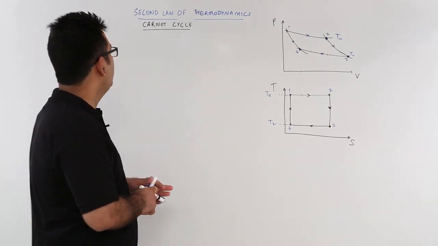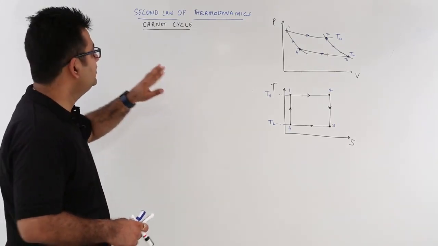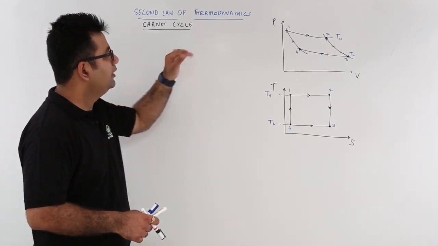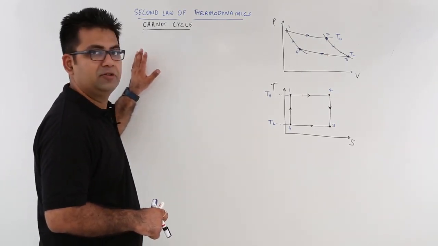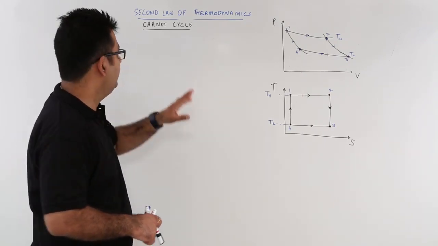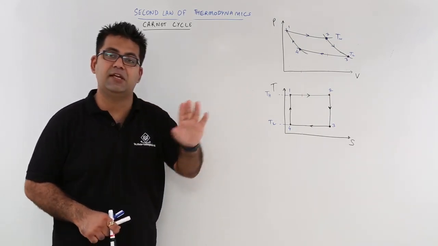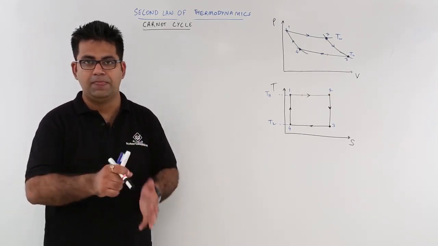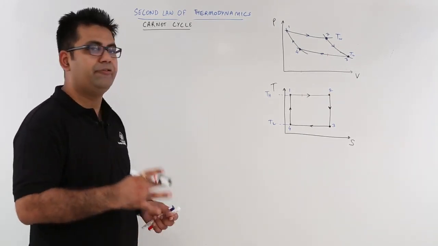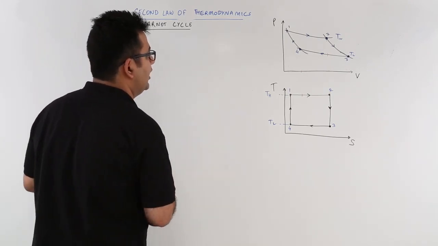Now let's talk about the Carnot cycle. This is a very important topic in the second law of thermodynamics. To understand the Carnot cycle, we should remember the processes that take place in this cycle. We know what a cycle is: when the initial and the final states are identical. There are four processes which take place in this cycle.